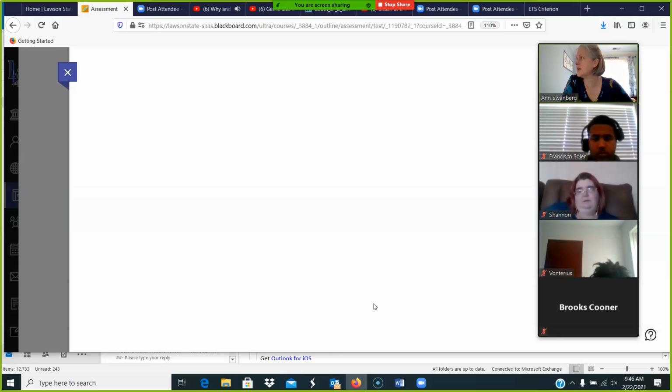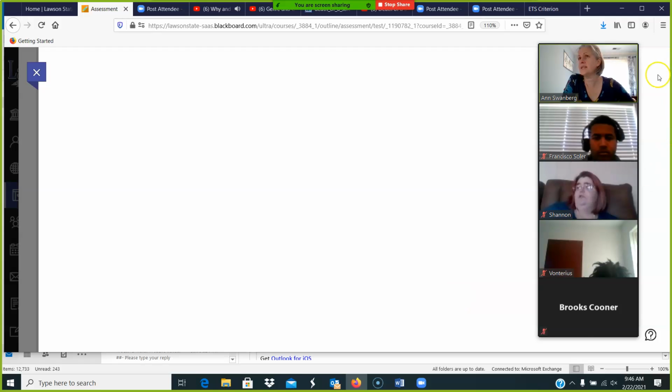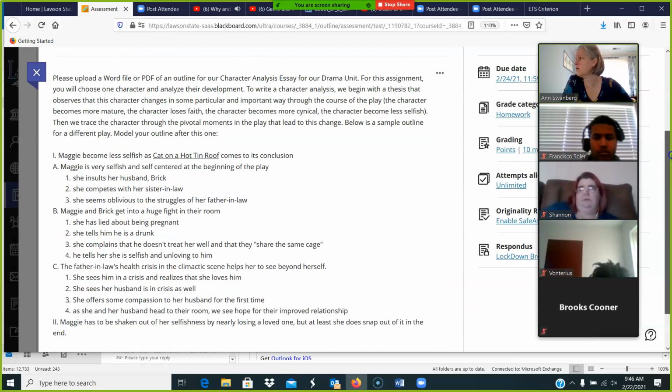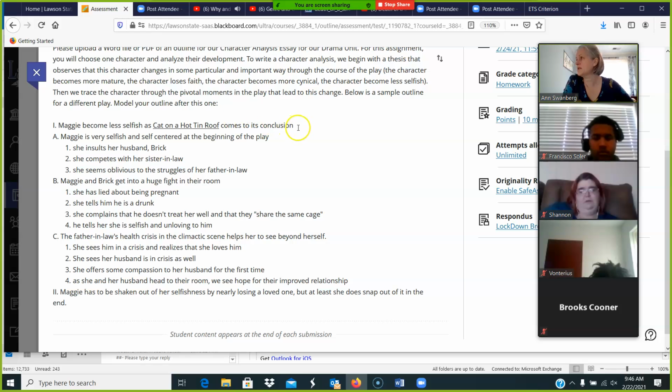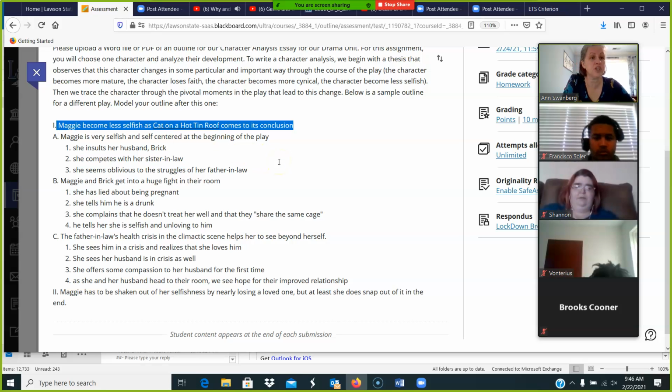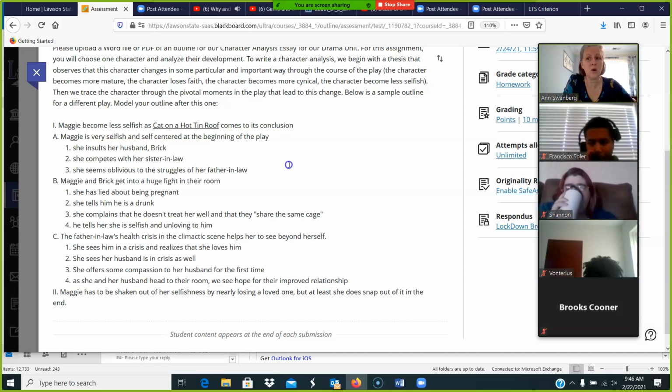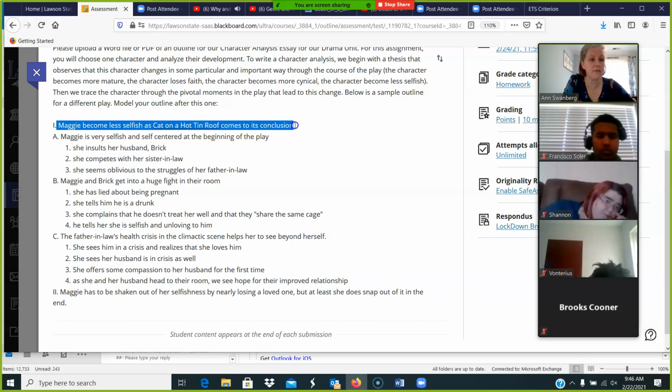We have the character analysis outline, and there is a sample outline here that we went over in the first half of class. A quick set of reminders. This is your thesis statement number 1, and your thesis statement needs to be about a change that one character makes by the end of the play. So again, we want to look at this model. The character becomes more mature, loses faith, becomes more cynical, becomes less selfish. And I chose becomes less selfish for my thesis statement in this sample.